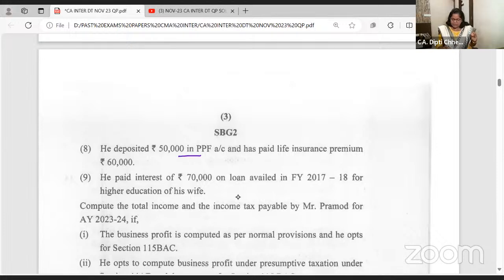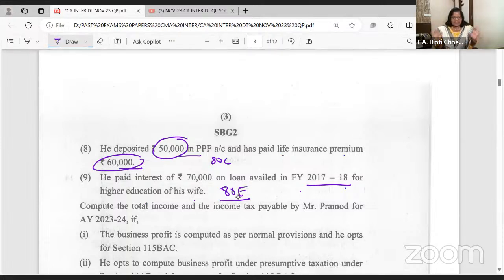He deposited 50,000 in PPF, 80C, it is allowed. He has taken LIC for 60,000. Both will be allowed, dear students. How much is the 80C limit? 1,50,000. He paid interest 70,000 on the loan for higher education. E for education, 80E. So 80E interest is allowed for 8 years. So from 17-18, till now 8 years are not over. Year ending 18, 19, 20, 21, 22, 23, 24, 25, 26, you can claim. So in 80E you will get this deduction.